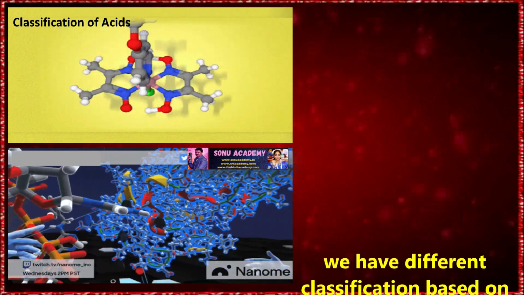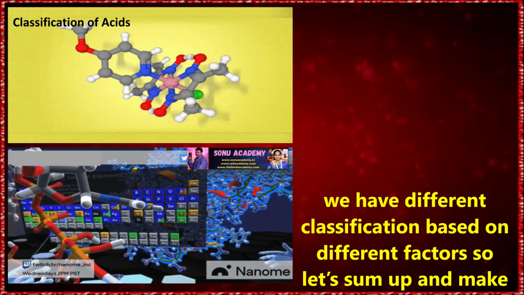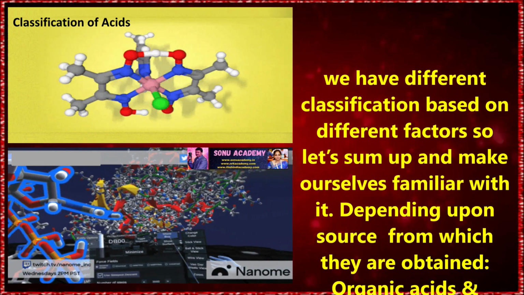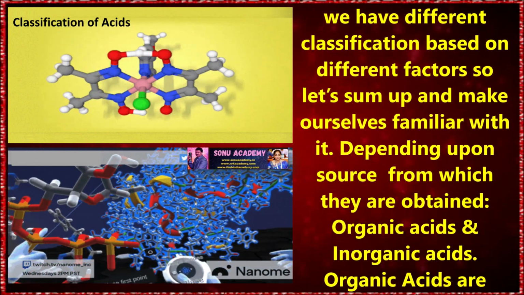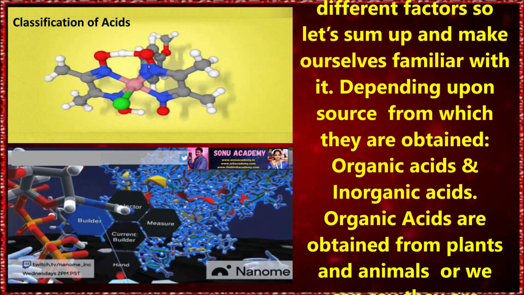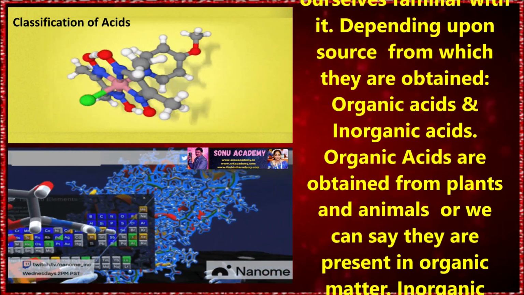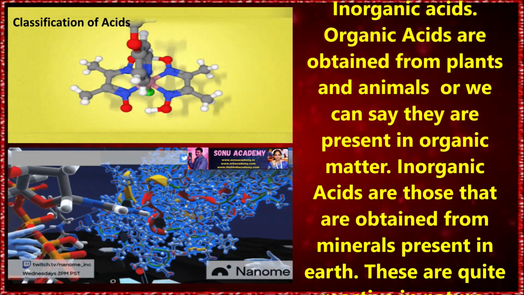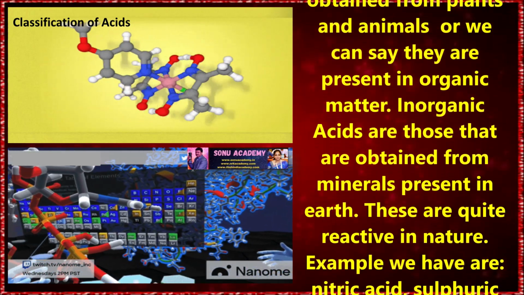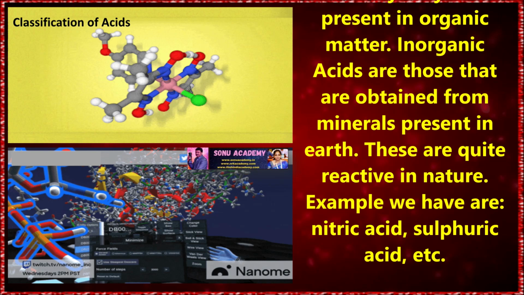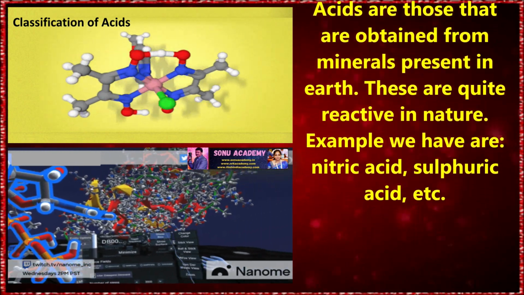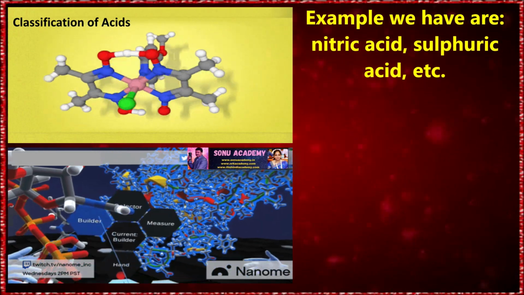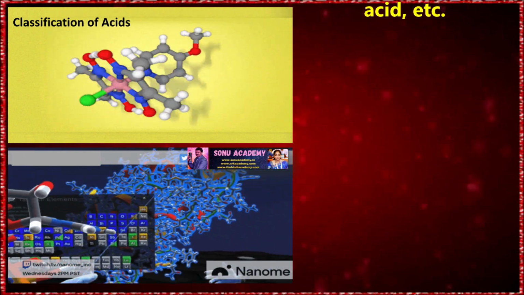Children, let us discuss the classification of acids. We have different classifications based on different factors. So let us sum up and make ourselves familiar with it. Depending on the source from which they are obtained, they are divided into organic acids and inorganic acids. Organic acids are obtained from plants and animals, or we can say they are present in organic matter. Inorganic acids are those obtained from minerals present in the earth. These are quite reactive in nature. Citric acid and sulfuric acid are examples of these acids.